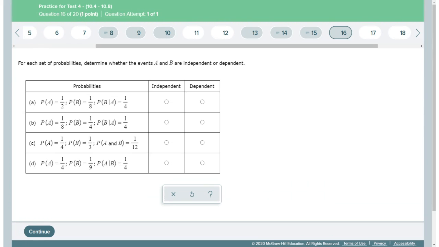Let's do this one first, and I'll show you why, because it's the easiest one. If two things are independent, then you should be able to multiply those two probabilities, and they'll come out to the probability of A and B if they're independent. In other words, 1 times 1 is 1, and 4 times 3 is 12. So as long as multiplying the two independent probabilities gives you that, then these are independent.